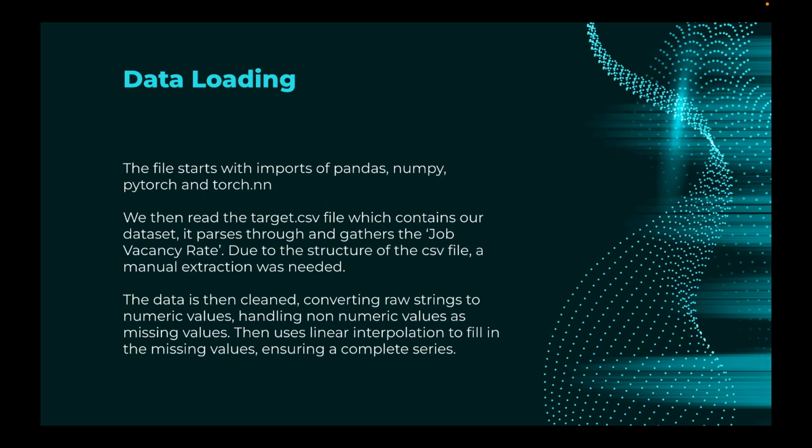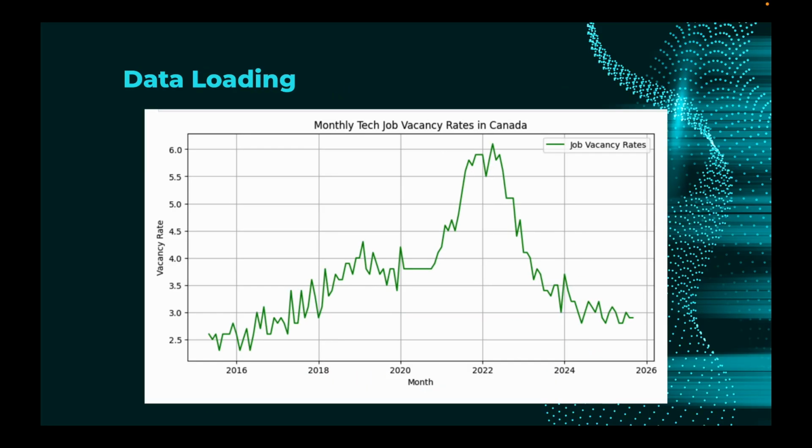Our model starts with data loading. The file starts with imports of pandas, numpy, PyTorch, and torch.nn. We then read the target CSV file, which contains our dataset. It parses through and gathers the job vacancy rate. The data is then cleaned, converting raw strings to numeric values, handling non-numeric values as missing values, then using linear interpolation to fill in the missing values, ensuring a complete series. This is how the graph looks for that data.